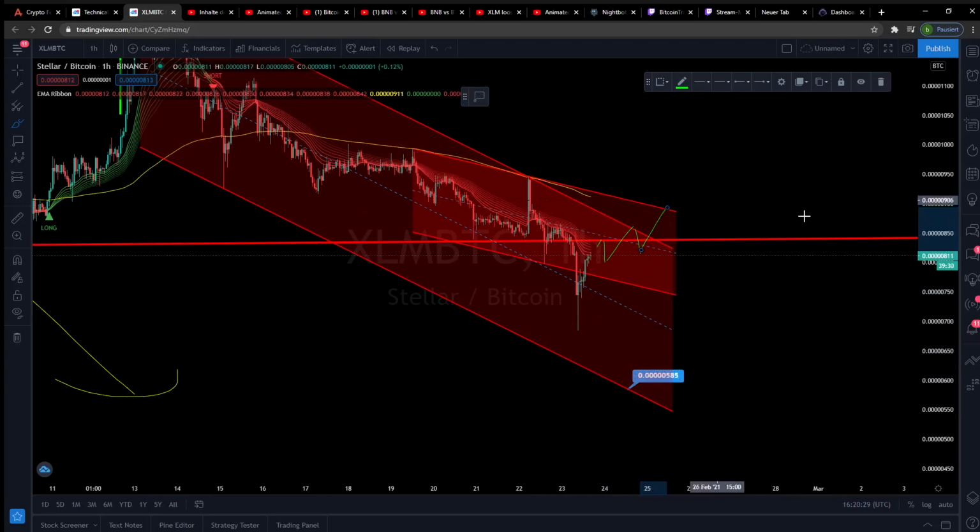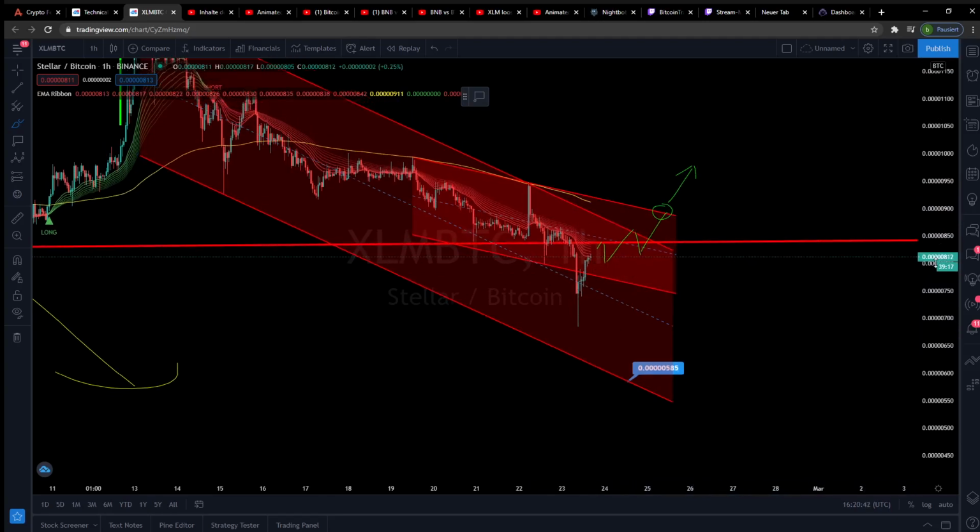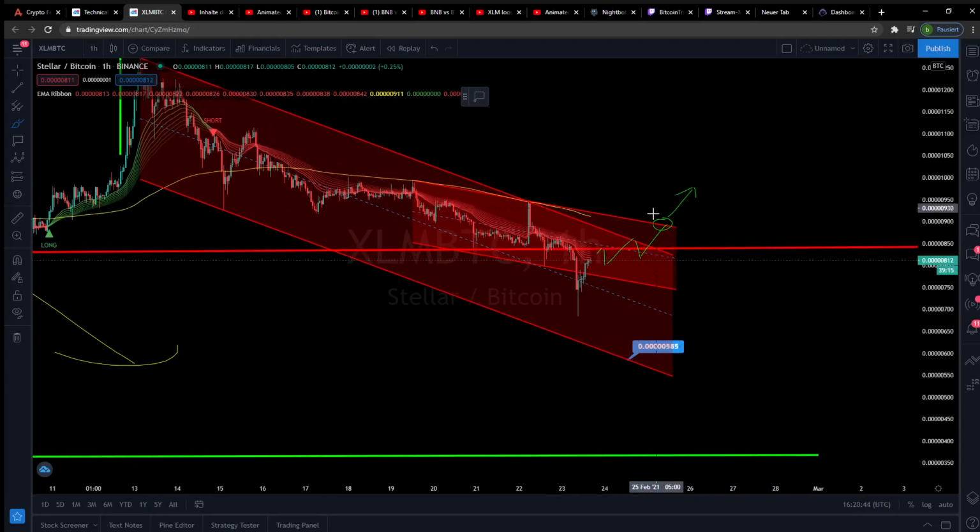In the end, we need here up going Stellar. We need here a breakout from Stellar to this side. We need a breakout from these downtrends. That's so important for Stellar to make good moves here, to make a good trade against Bitcoin.